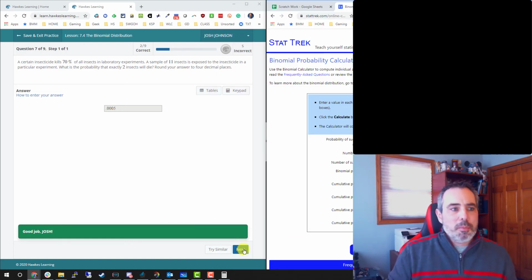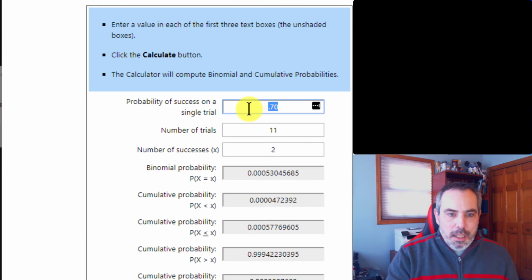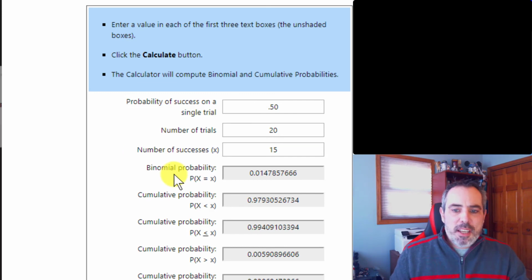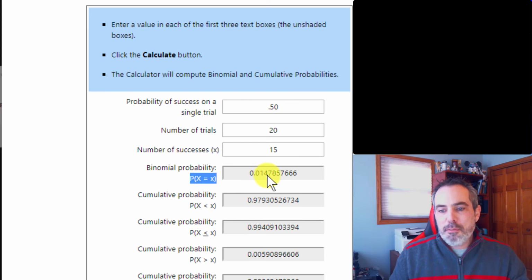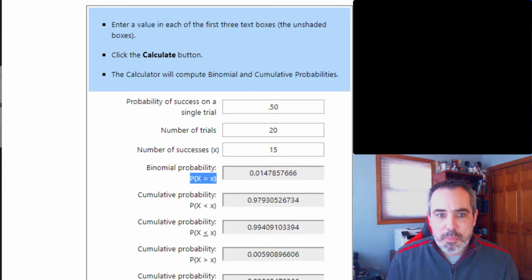So let's take a look at a couple problems here quick. First of all, a researcher wishes to conduct a study of the color preferences of new car buyers. 50% prefer red. 20 are selected randomly. What is the probability that exactly 15 buyers prefer red? Well, the probability that someone prefers red is 50%. There's 20 trials, and I want 15 buyers. I'll calculate that. Because I'm looking for exactly, I'm looking at this line here, where I'm finding that 0.0148, or really 1.48%.